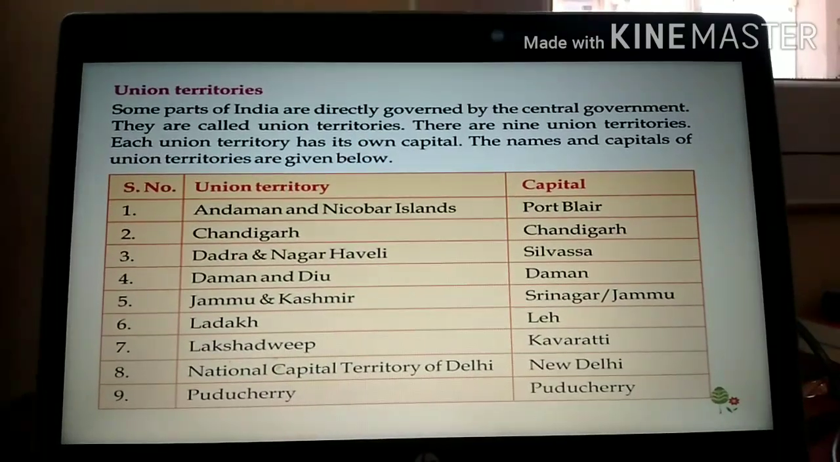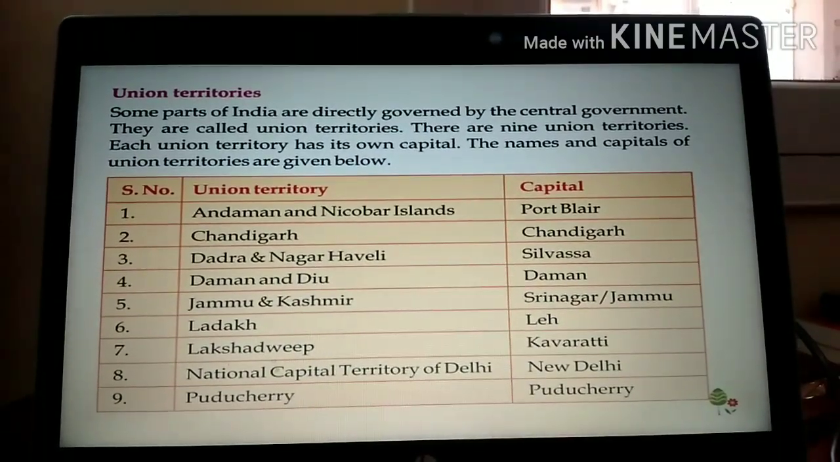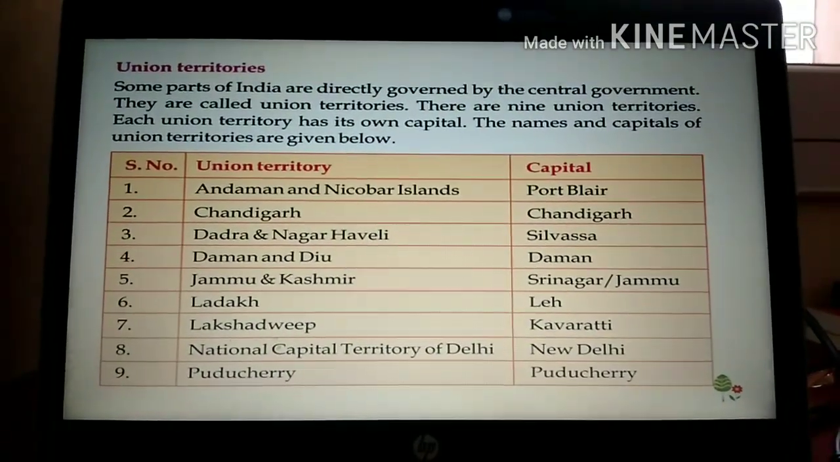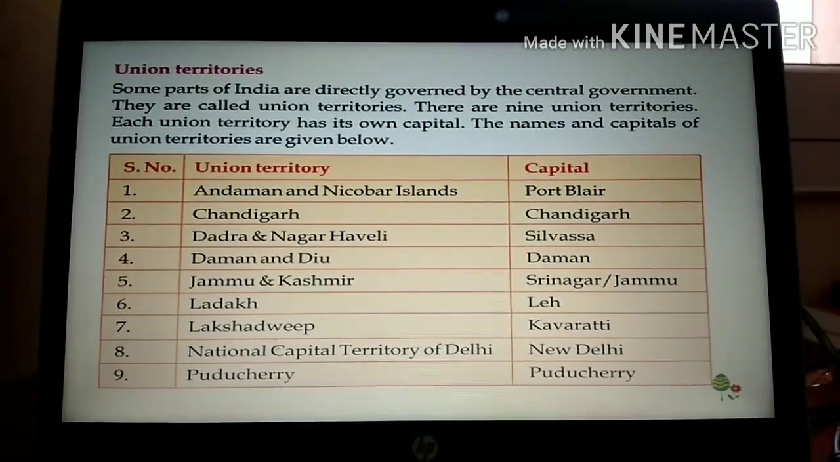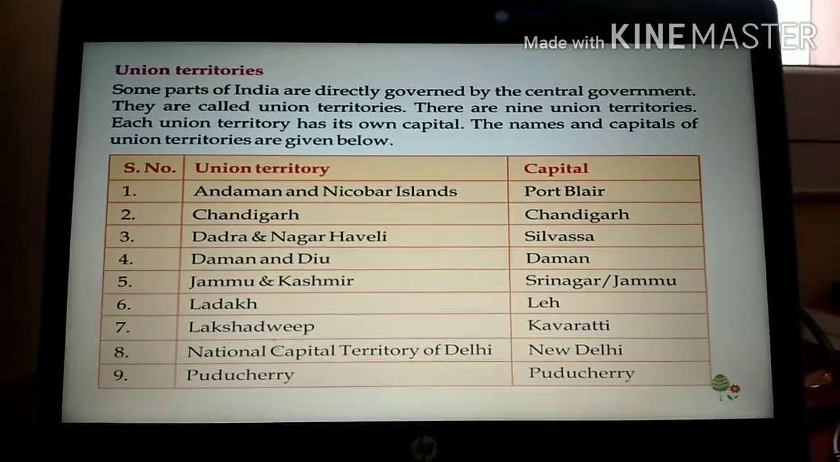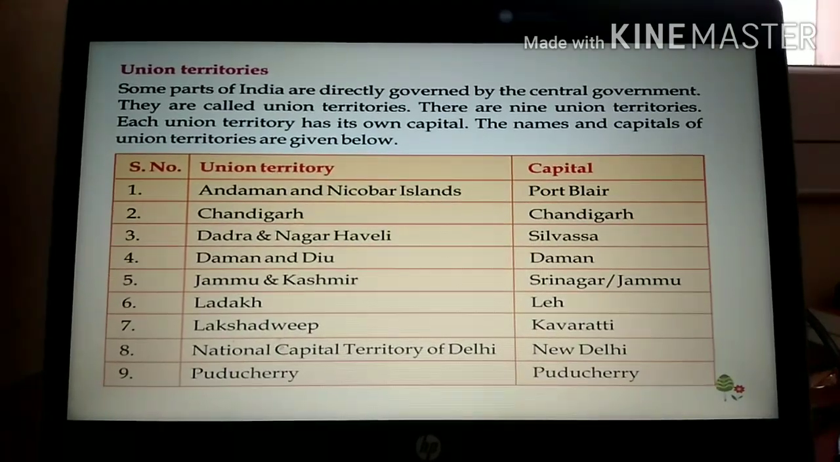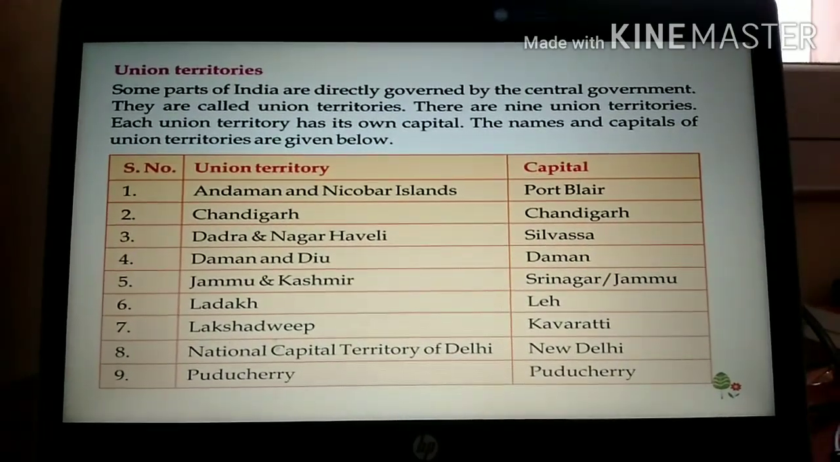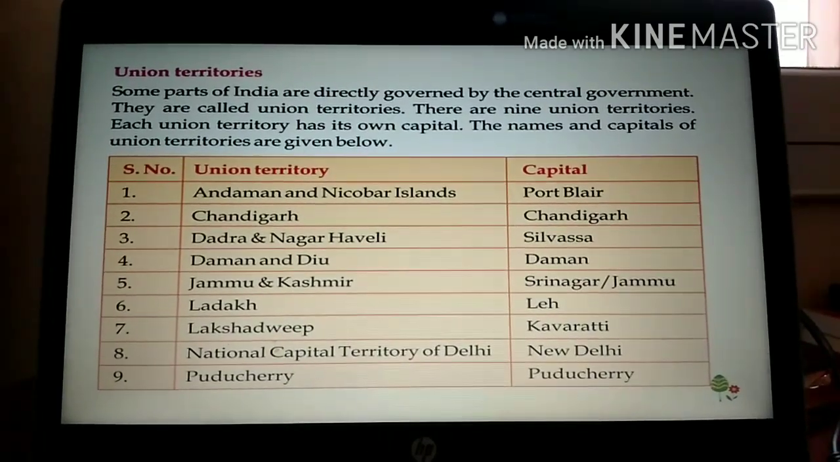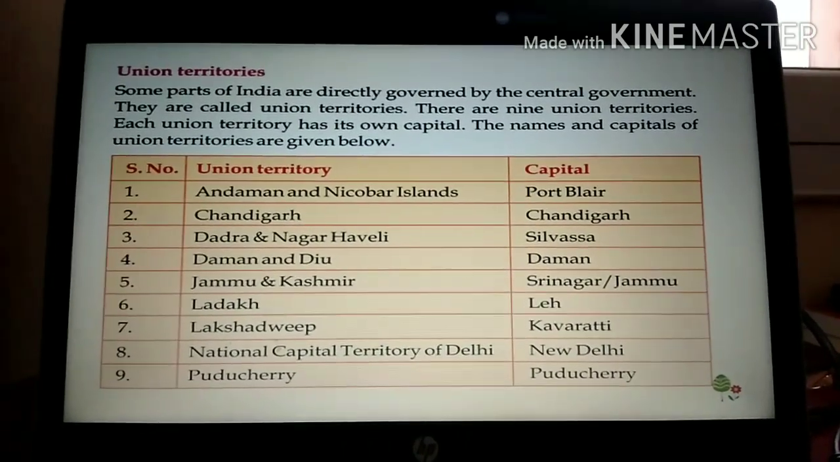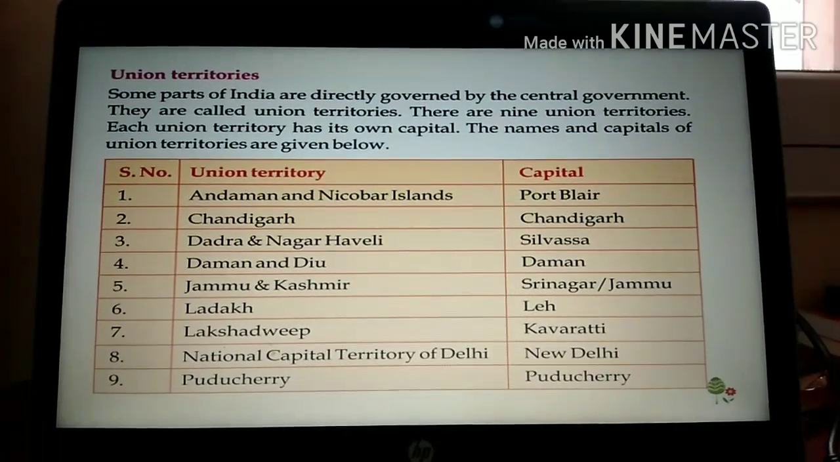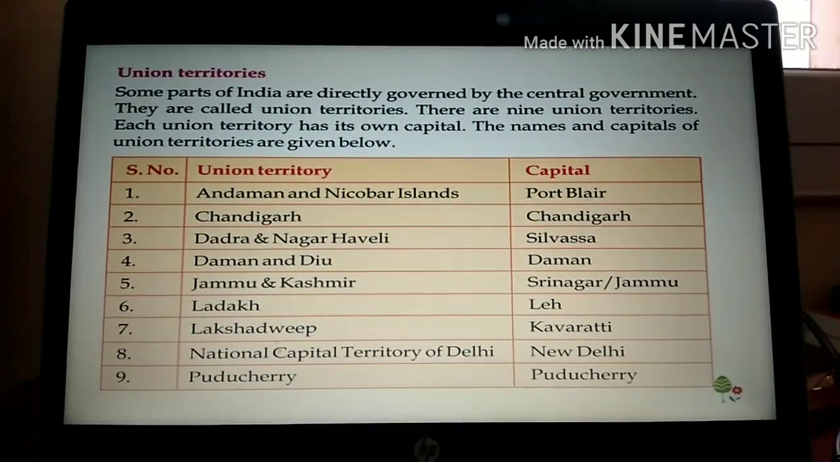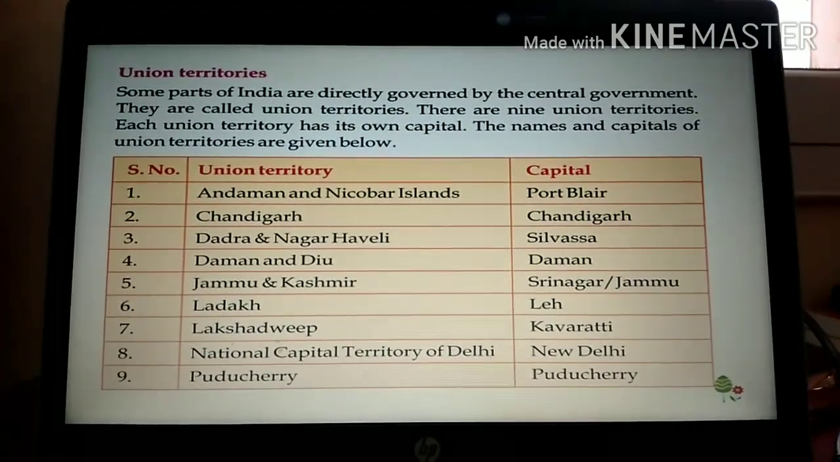Now comes Union Territories. There are 9 Union Territories in India. Earlier there were 7. Some parts of India are directly governed by the central government. They are called Union Territories. There are 9 Union Territories. Each Union Territory has its own capital. The names and capitals of Union Territories are given below.